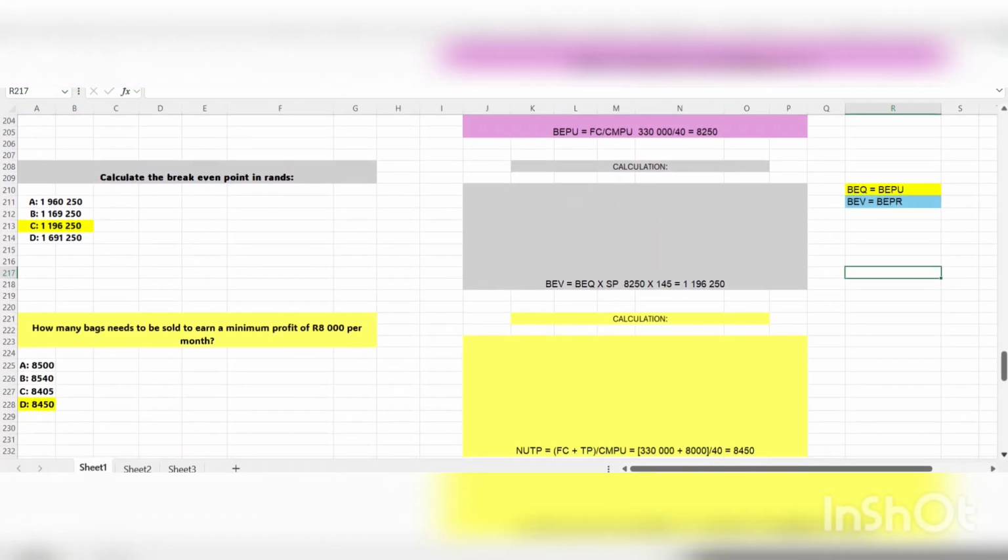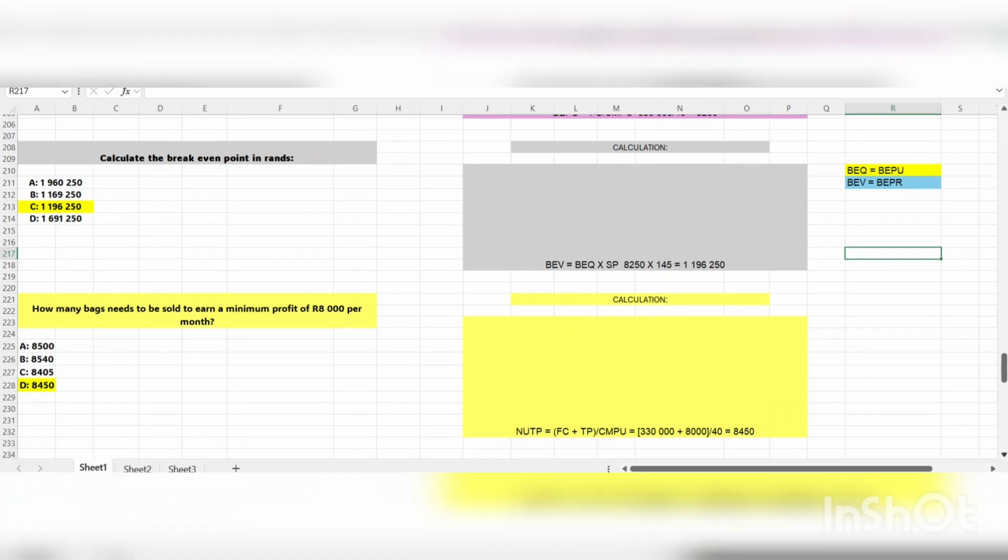Next, it says how many bags would need to be sold to earn a minimum profit of 8,000 per month. Again, now it's talking about the number of units that has to be sold in order to earn a minimum profit. So we are talking about a target profit, which is your fixed cost plus your target profit divided by your contribution margin per unit. And you substitute those values and it will give you answer choice D.